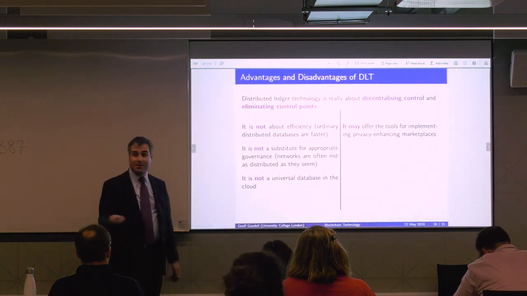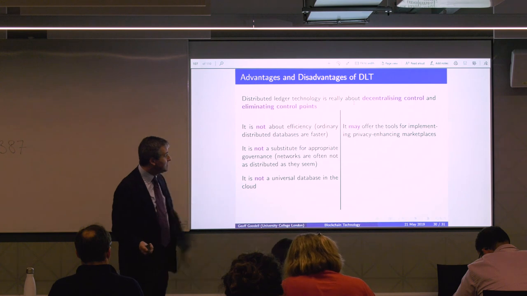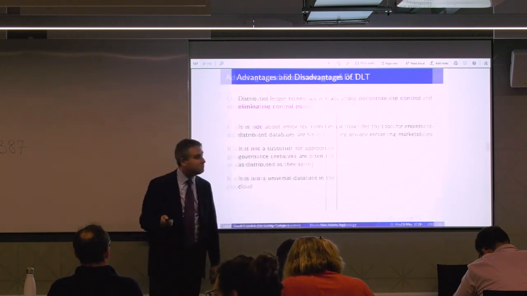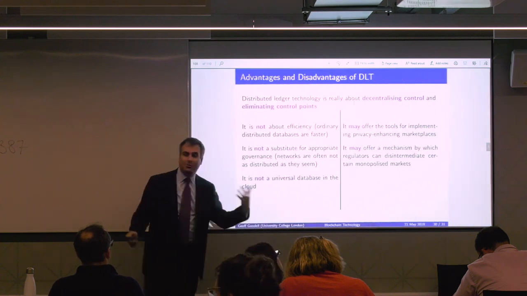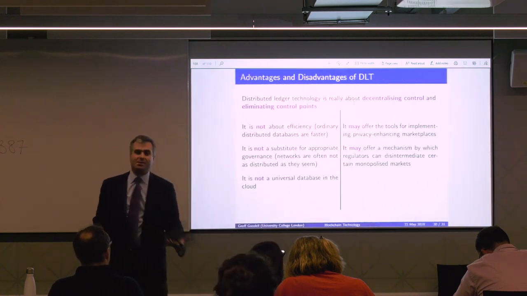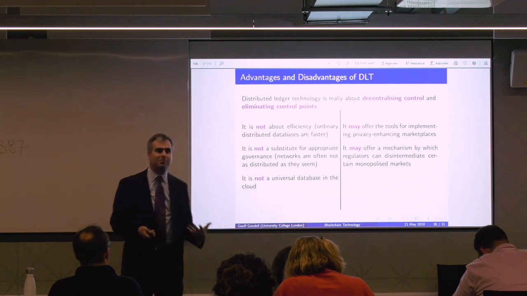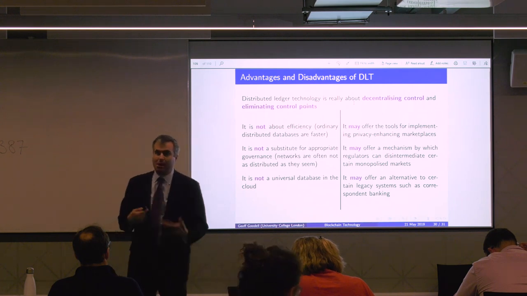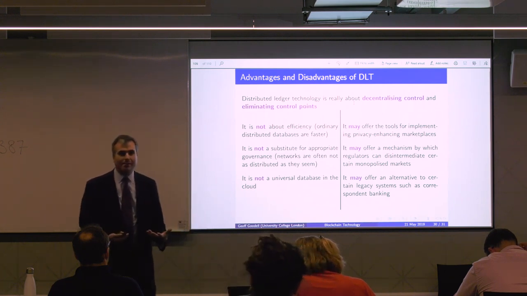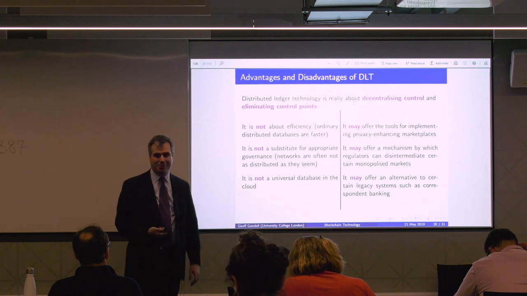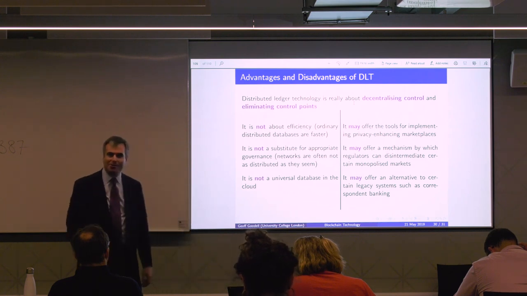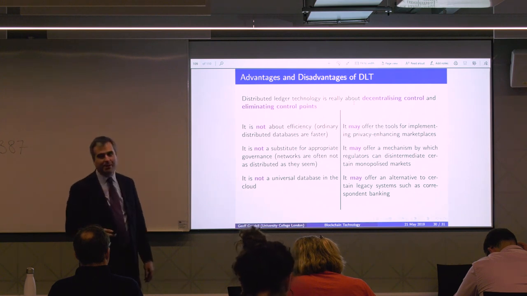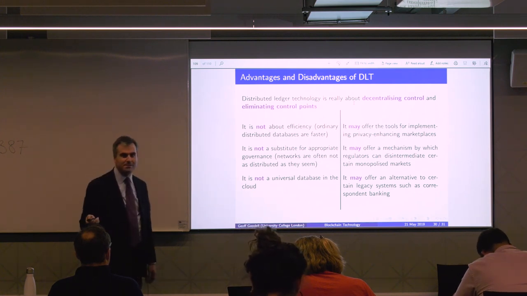Now, what is it? That said, there are real uses. It might offer the tools for privacy-enhancing marketplaces. Might allow for regulators a means of disintermediating certain monopolistic markets. And it might actually replace some legacy systems that are themselves not really efficient and don't work so well. So there are opportunities, but we need to be careful in identifying what they are. Do we have any questions?